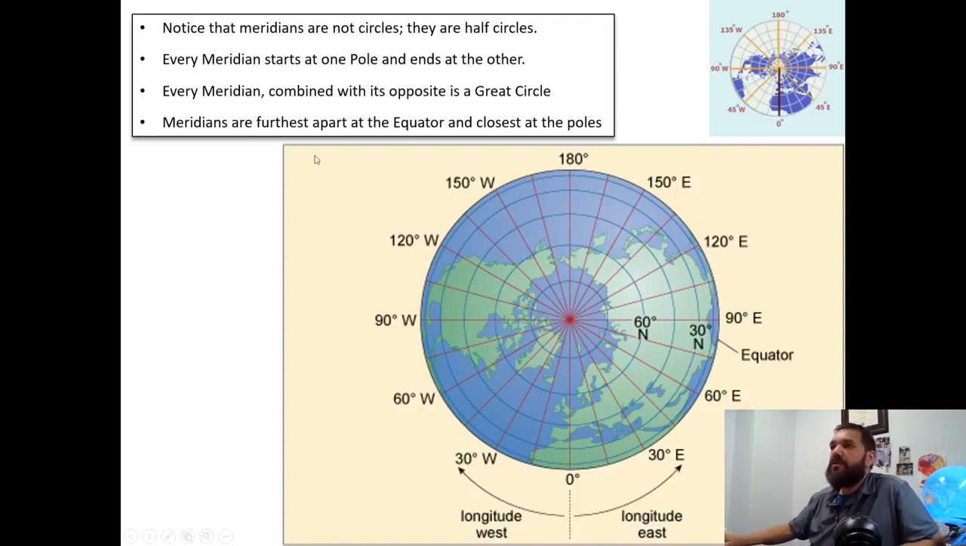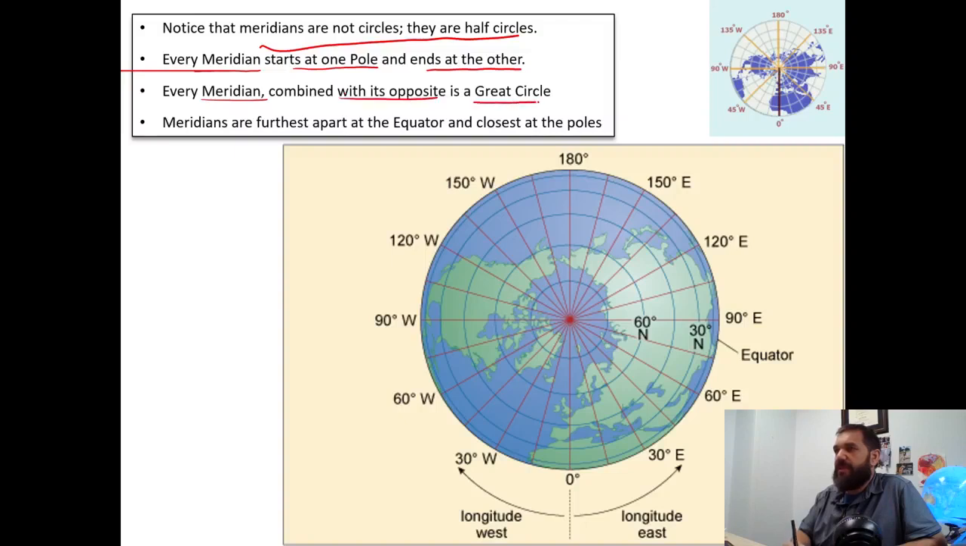Okay. So notice that meridians are not circles. They're half circles, but they lie along great circles. Every meridian starts at one pole, ends at the other. Every meridian combined with its opposite is a great circle. What do I mean by that? That means if I were to take, oh, by the way, look at this picture. This is a good one for number 2, okay?